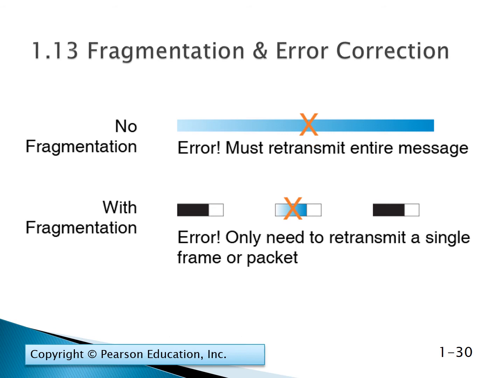However, if you have fragmentation on your messages, then when you are sending the different segments, if there is one error on one of the segments, then you only need to retransmit a single segment. So it will be much faster.